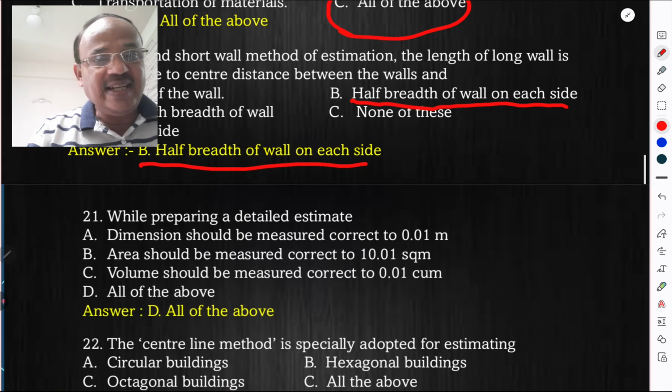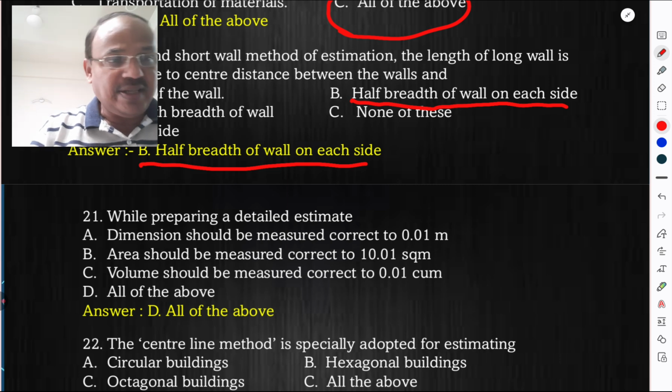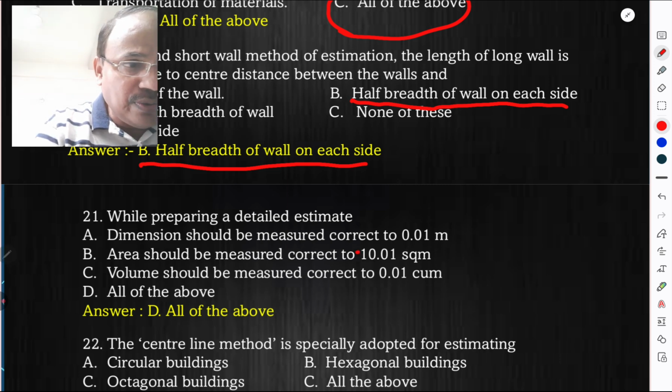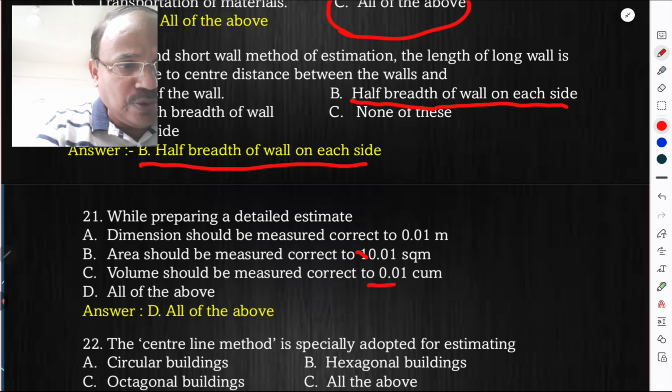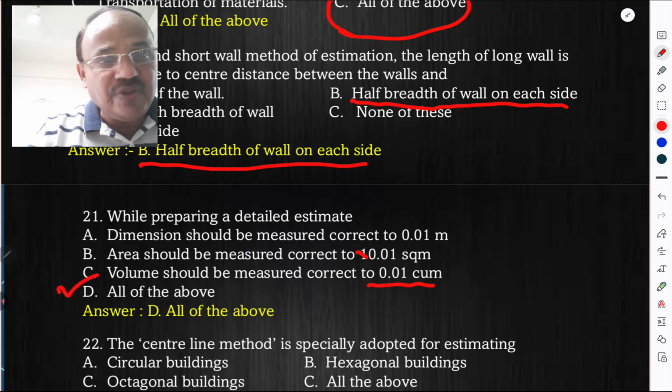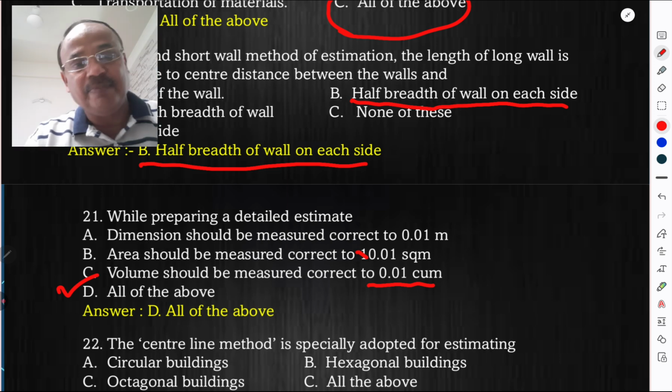While preparing a detailed estimate, dimension should be measured correct to 0.01 meter. Area should be measured correct to 0.01 square meter, not 10.01. That is incorrect. Volume should be measured correct to 0.01 cubic meter. All of the above is the correct answer. But here there is a correction. It is 0.01 square meter.